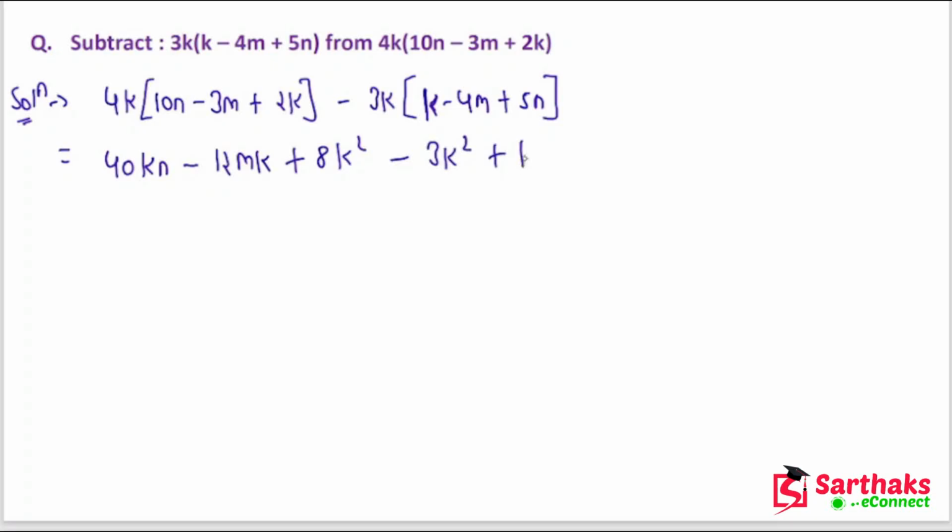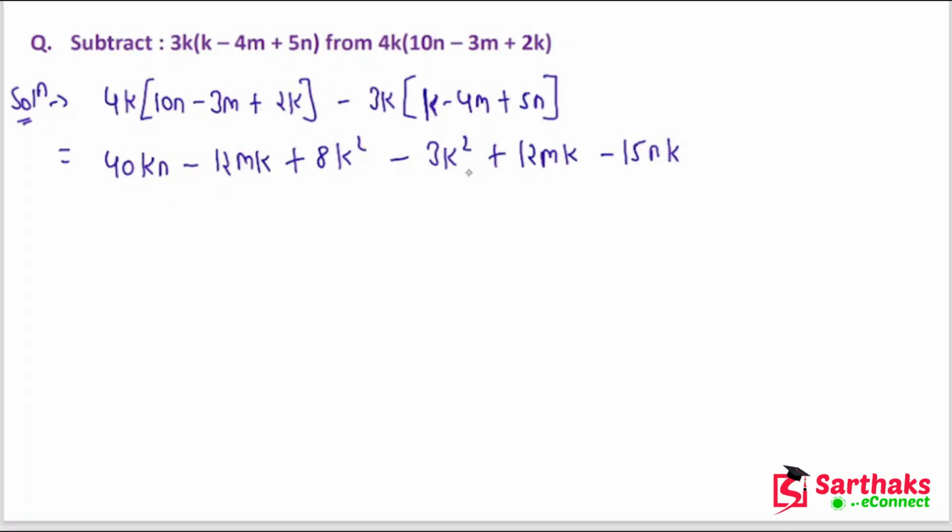So 3 into 4 would be 12, and 12 mk. And finally, minus into plus would be minus. It would be 3. Now 3 into 5 would be 15, okay, so it would be 15 nk. 5n and k would be nk.